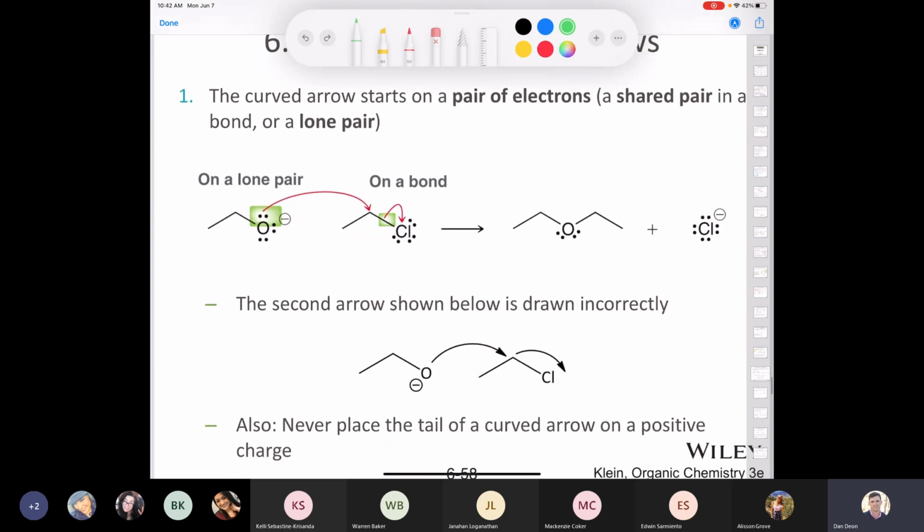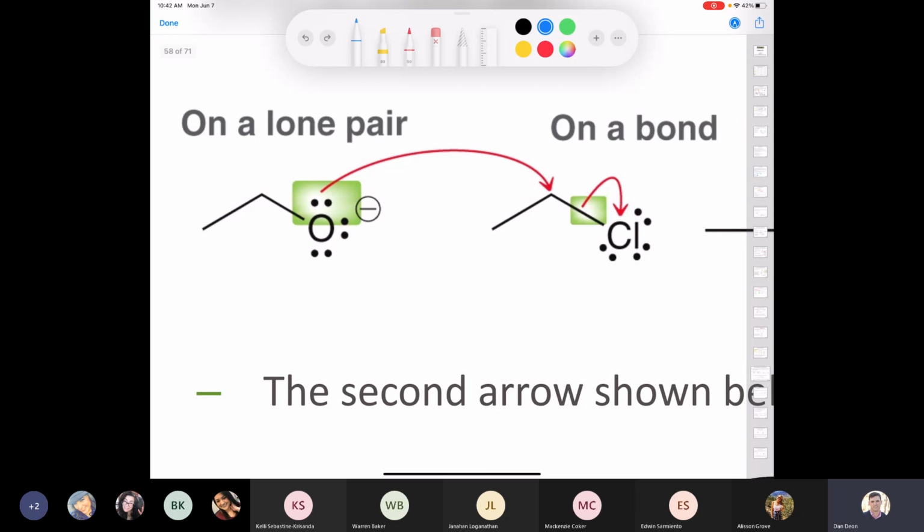So the first one is that a curved arrow is always going to start on a pair of electrons. It's either going to start on a pair that's in a bond, or it's going to start on a lone pair. A lone pair is pretty easy to draw. You just make sure the tail of the arrow starts right on the lone pair.